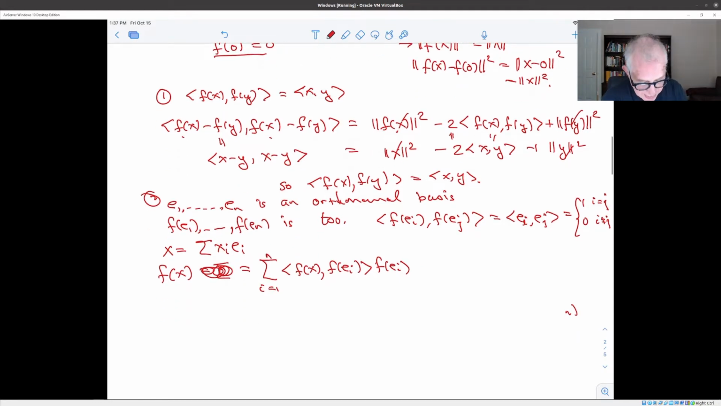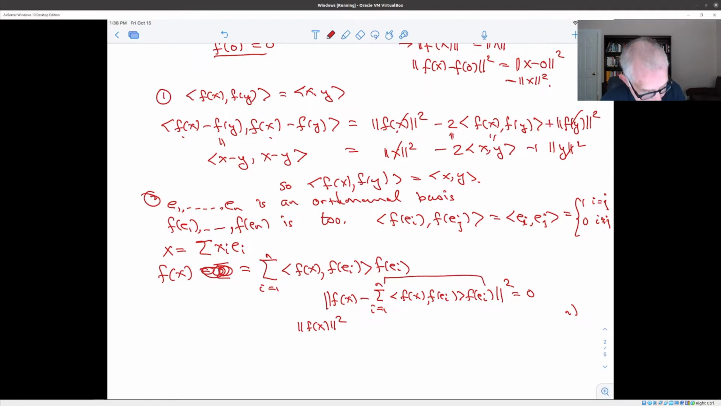If, again, you don't believe this works, the thing to do is to take f of x minus the sum, i goes from 1 to n, of f of x dot f of ei, times f of ei, and compute its norm. And what you're going to get if you do this is 0, because you're going to get norm f of x squared, and then you're going to get the norm of this squared, but because this is an orthonormal basis, that's going to turn out to be the sum of f of x dot f of ei squared. And then you're going to get all the cross terms. And the cross terms are going to give you an f of x dotted with an f of ei, which is just this coefficient.